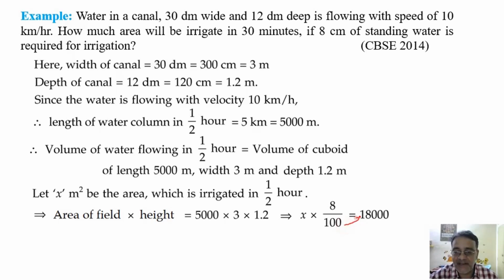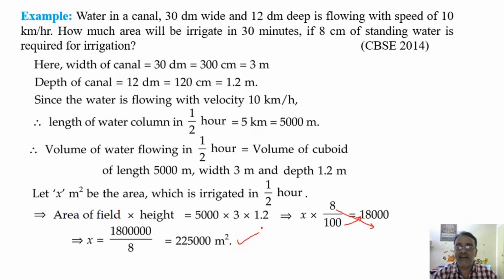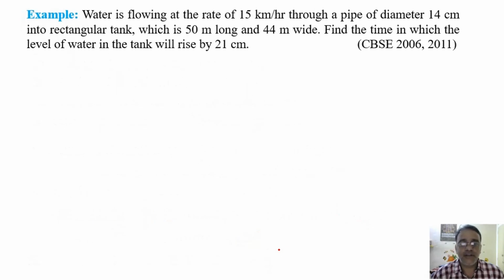So we'll multiply by 100 and divide by 8. Okay, so 18 lakhs by 8. Final answer is 2,25,000 meter square. So this is the required area of field. If you want to convert it into hectare, you have to divide it by 10,000. So in that case, you will get 22.5 hectare. Any doubt in this question? No, sir. Okay.